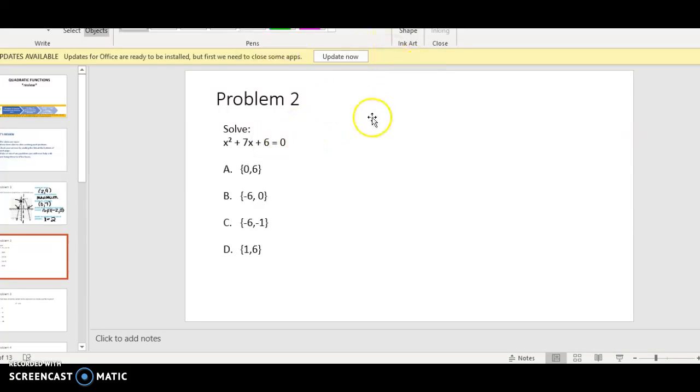For this problem, probably the easiest way to solve would be to use the quadratic formula. So remember, my A is 1, my B is 7, and my C is 6 for this one. I'll write the formula.